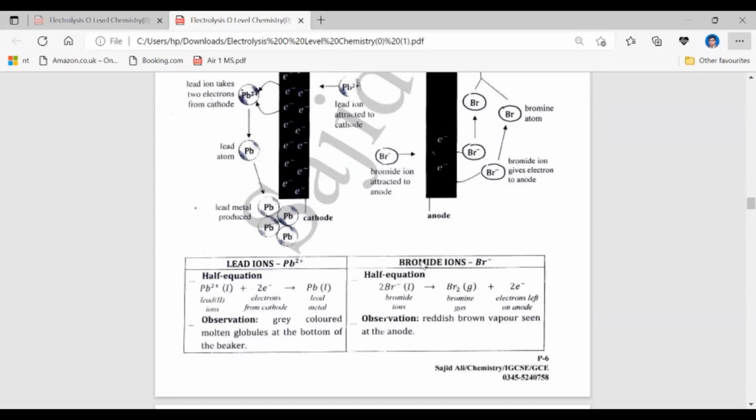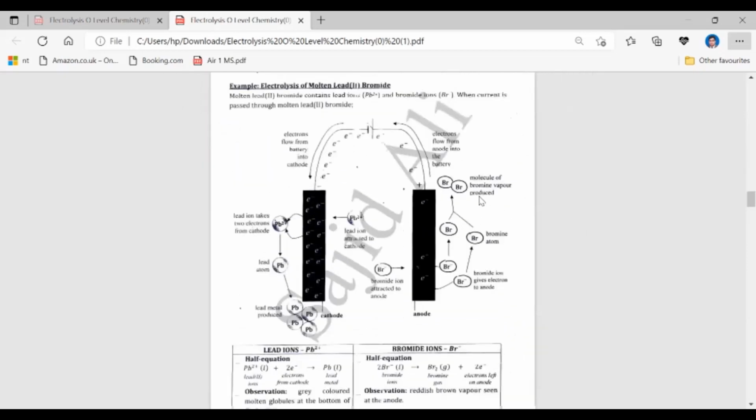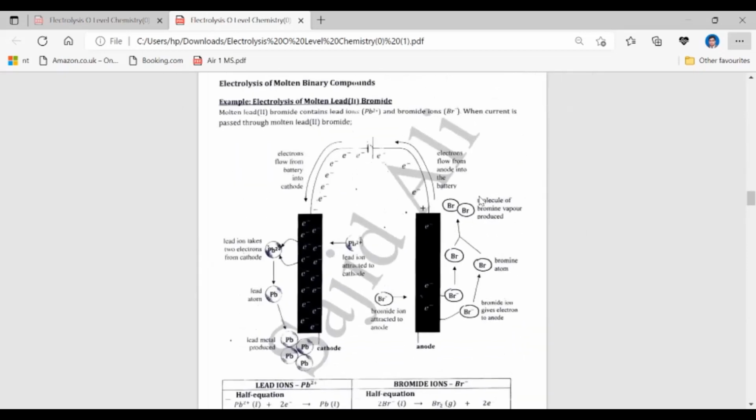What happened at the anode? Bromide ions lose electrons to make bromine, so brown gas is given off at the anode. So we can say that reddish brown or brown vapors are seen at the anode. This is how we have broken down lead II bromide into its elements, lead and bromine, through electrolysis of this compound in its molten or liquid state.